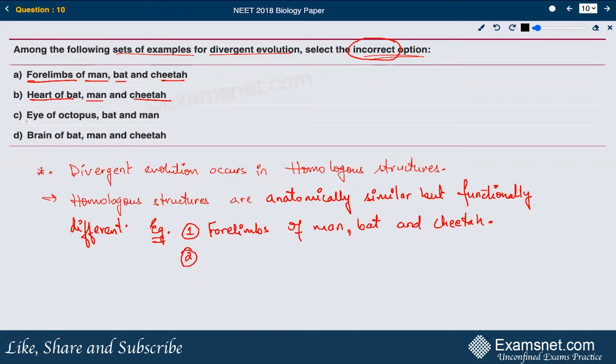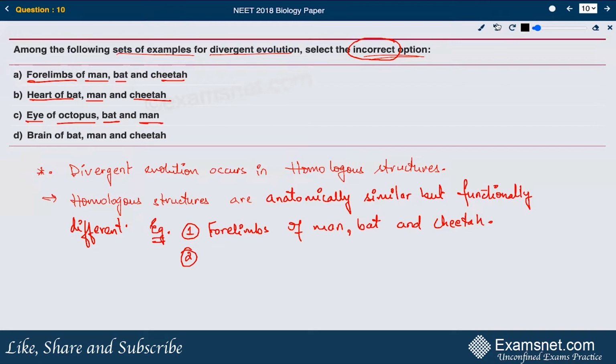So then there is the eye of octopus, bat, and man. All right. Now, the eye of octopus, bat, and man is basically an example of analogous structure, not an example of divergent evolution or homologous structures, because the eye of octopus, bat, and man are anatomically different but functionally similar. How? Eyes are primarily meant for seeing purposes or for visual sight. So they are functionally similar in all the organisms, but structurally they are different. That means their origin is different, you can say.